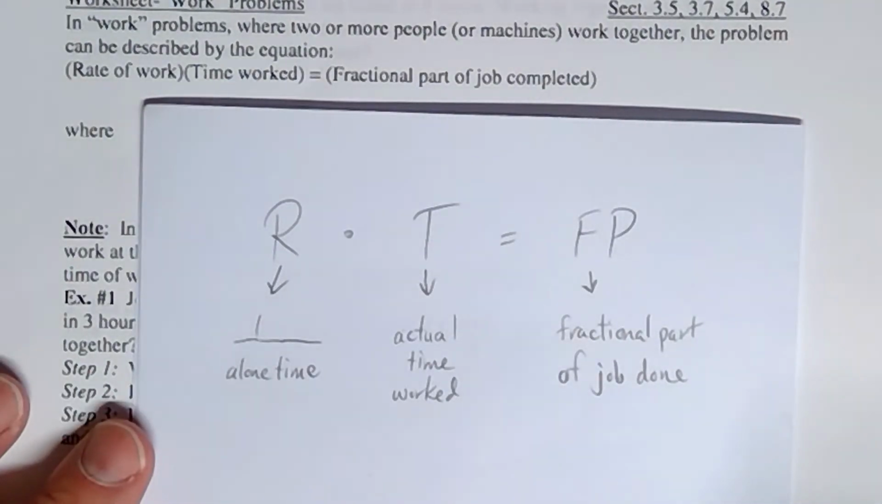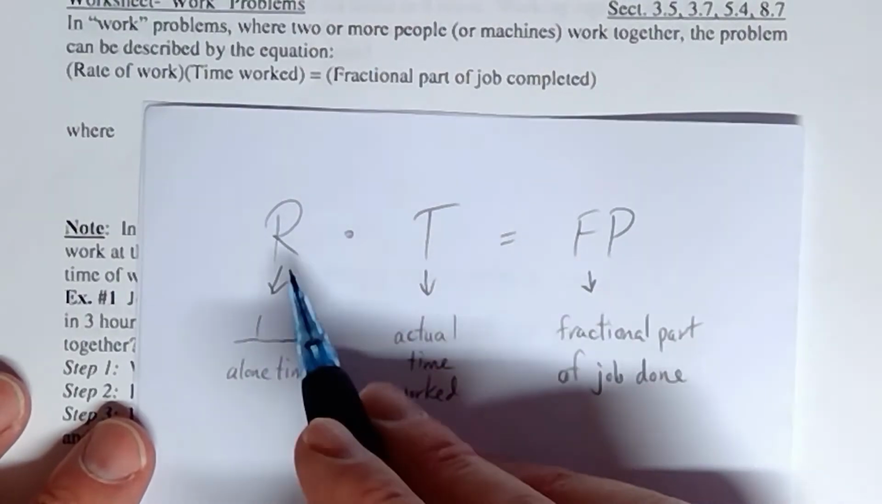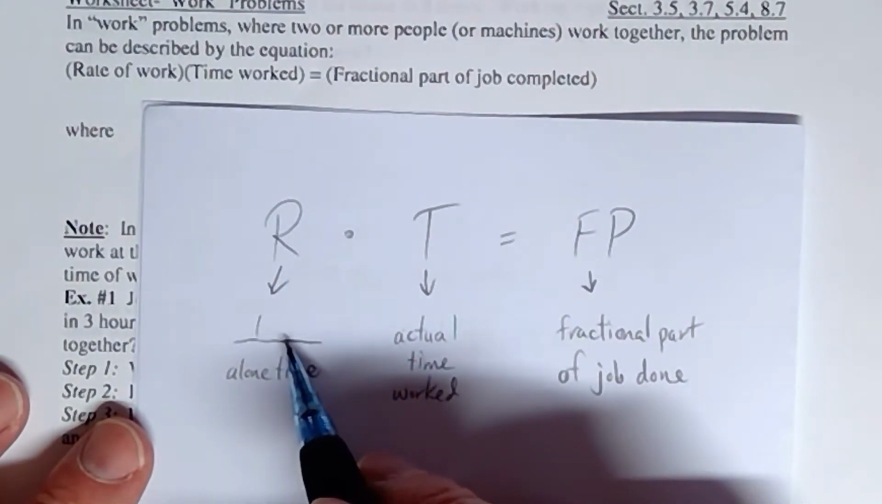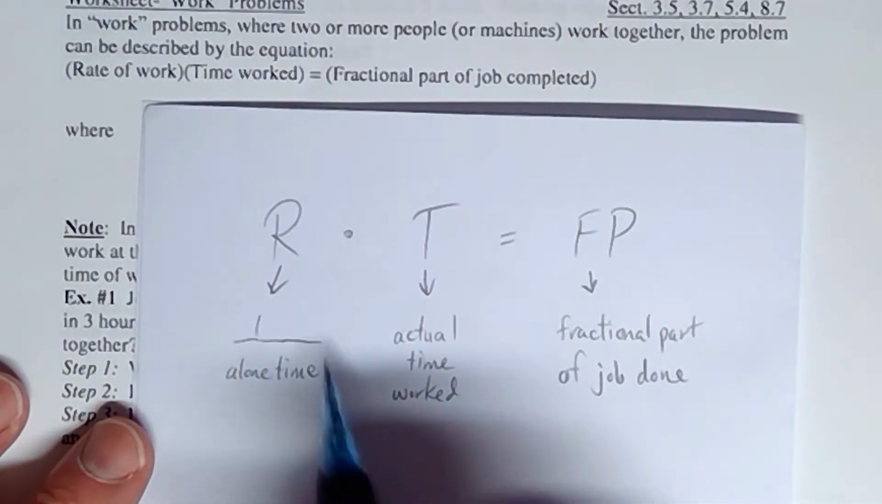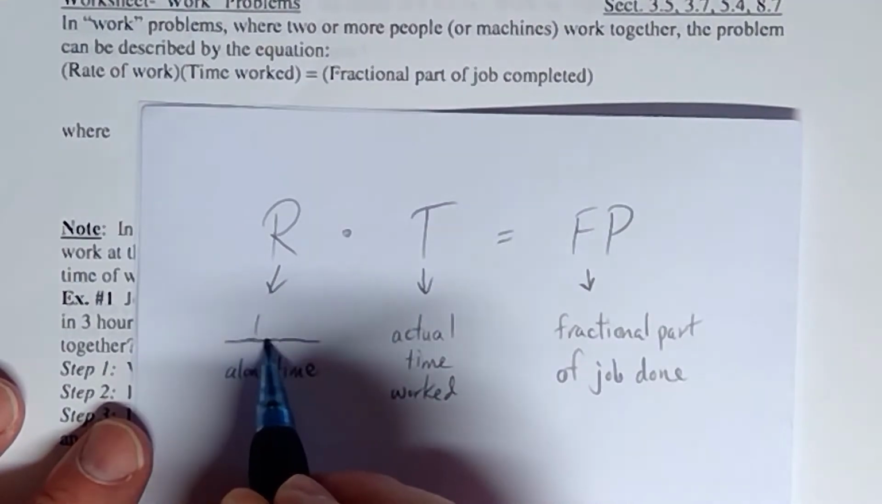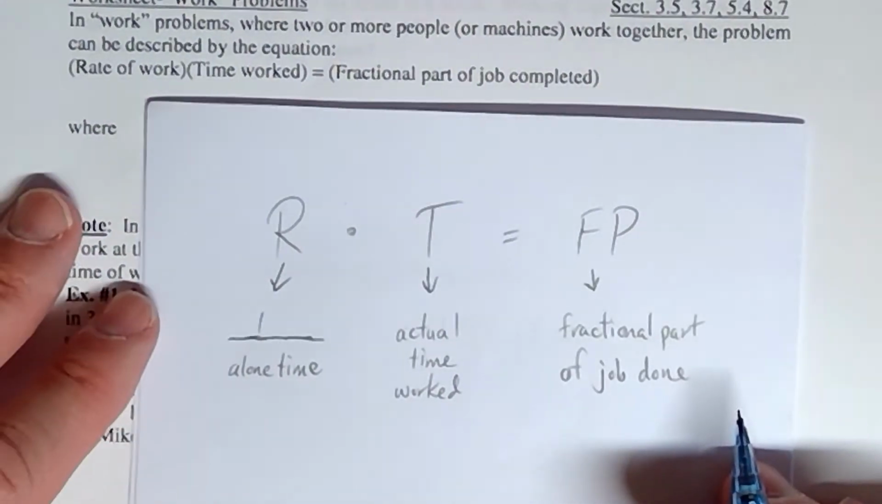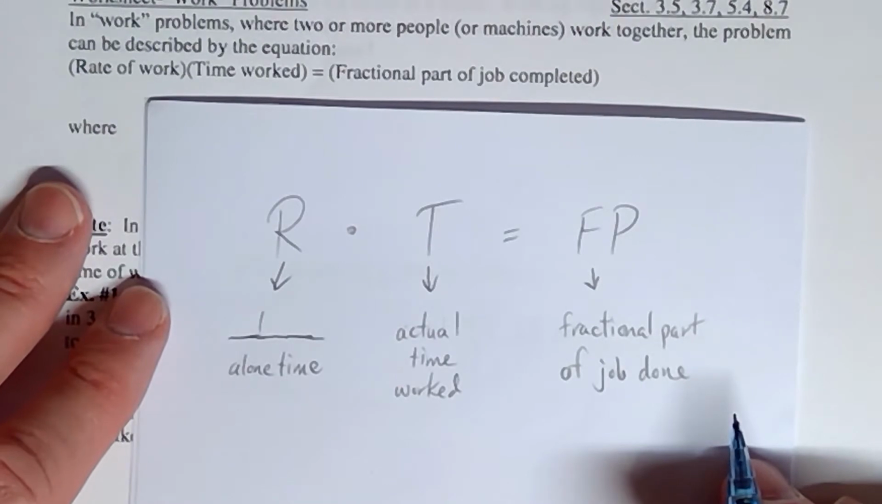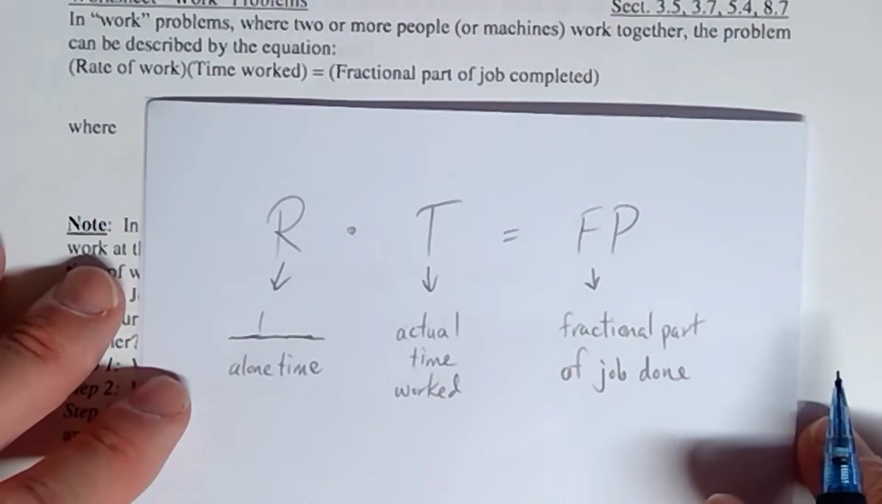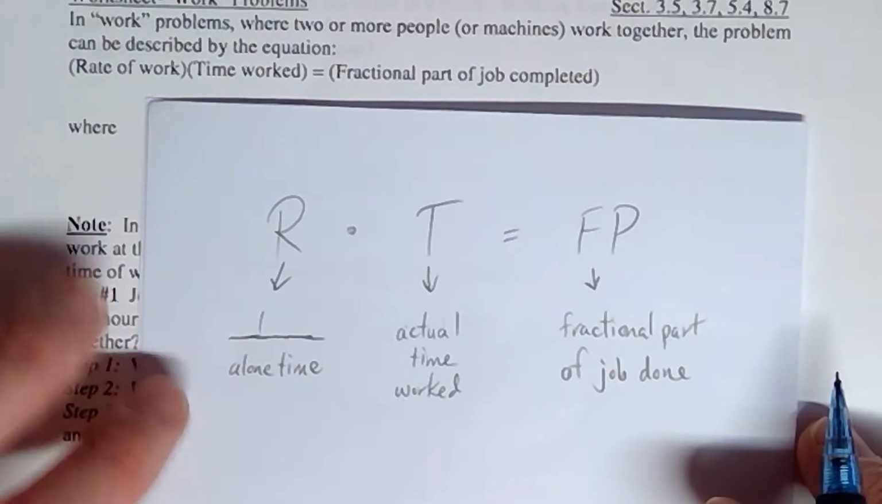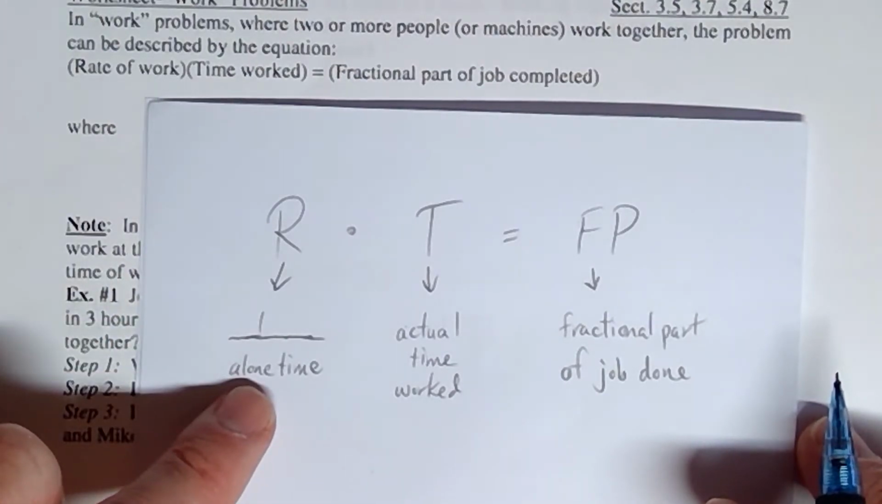Okay, now, the rate of work is a fraction. It's always a fraction. That's what this line is right here. That's a fraction bar. Okay, so for example, let's say that you are able to paint a particular house in 5 hours by yourself. The alone time, meaning by yourself, that's how long it'll take you.